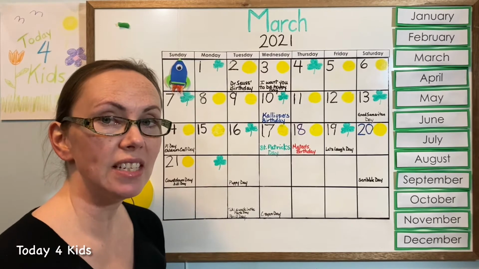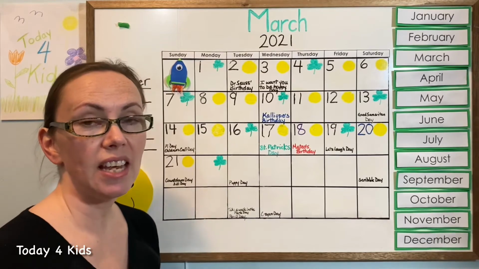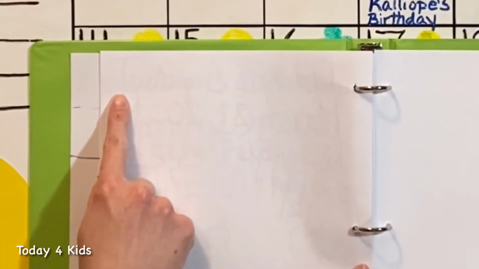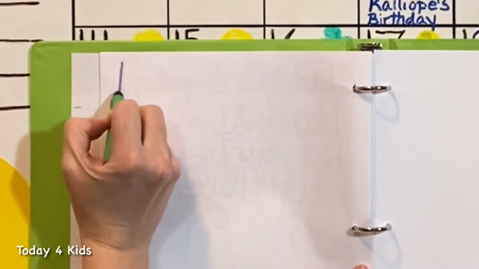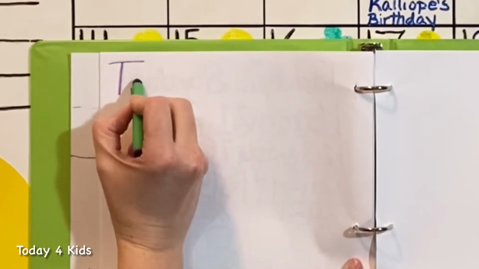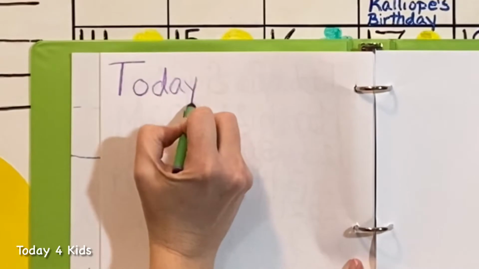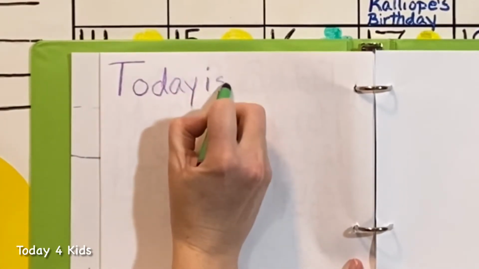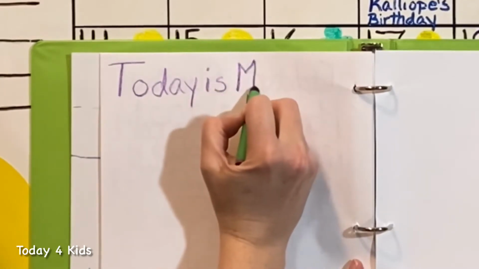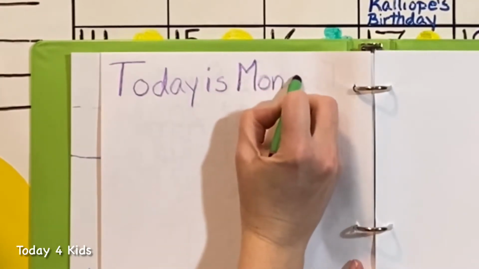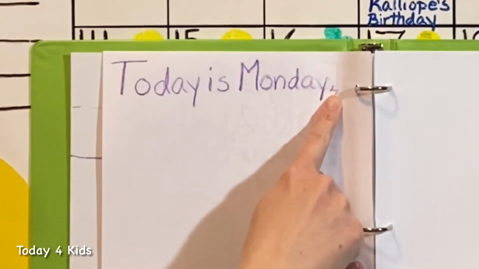Now let's put Monday into the sentence in our agenda. Did you bring your agenda today? It's okay if you didn't. You can practice on a piece of paper or in the air. So we're going to start by putting in the first 2 words of our sentence, and they are today is. So it'll be a capital T, O, D, A, Y. And then the word is I-S. And then we're going to put in the name of the day, and it begins with a capital M because Monday is the name of our day. M-O-N-D-A-Y, and then a comma. And that comma reminds us to pause before we say the next word.